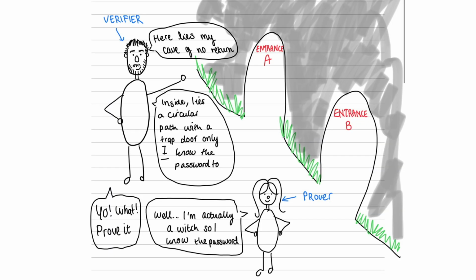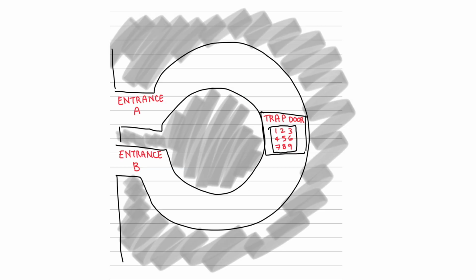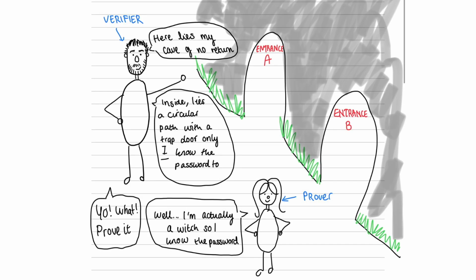So Patrick says, "Here lies my cave. There are 2 entrances to this cave, entrance A and entrance B. My cave inside is in fact circular. You can enter through entrance A and exit through entrance B. However, there's a catch. There is in fact a door that lies in the middle of this circular path with a combination code that only I, Patrick, know. Actually, I should be saying this in a lower voice. Only I, Patrick, know the solution to. You do not know the solution to this door combination code."